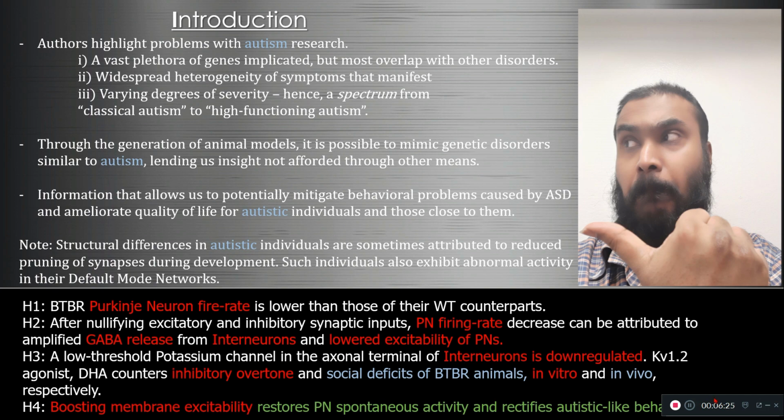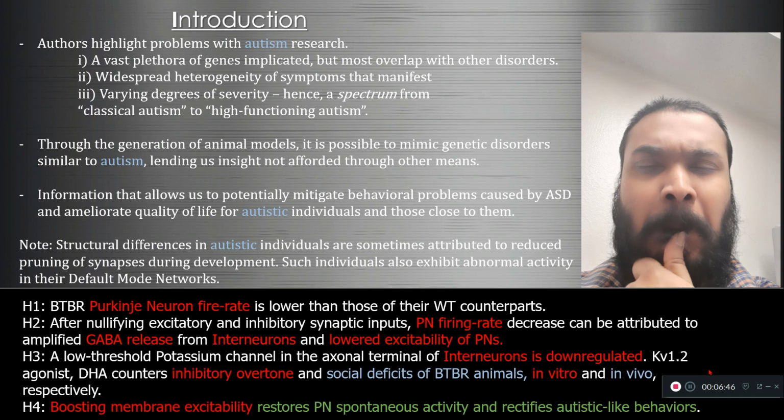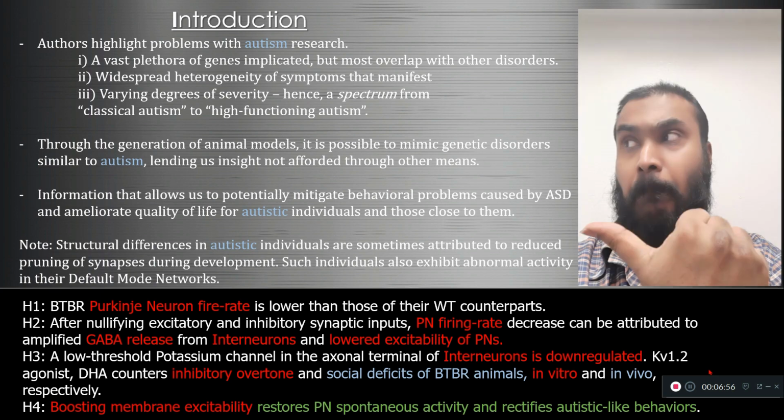So for the introduction, here they basically talk about, besides whatever I just went over, how there's a lot of genes involved, but they mostly involve overlap with other disorders, so it's hard to tell a lot of things. And there's also a lot of difference in symptoms. Person A might have symptom X, person Y may not have symptom X, they may have symptom B instead. So you see a lot of varying degrees of severity. So that's why you see it being called a spectrum. So you see classical autism on one side and high functioning autism, or Asperger syndrome as it was called in the last decade or so.